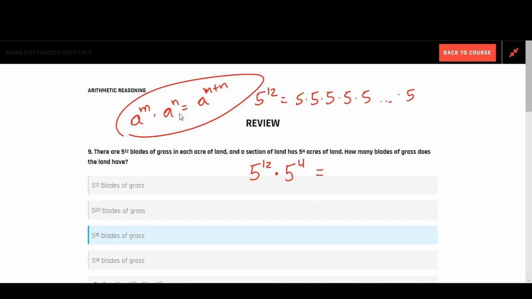Okay, and using this law of exponents, it becomes very easy. This is 5 to the 12th plus 4, which is the same as 5 to the 12 plus 4, and 12 plus 4 is 16. So we can see there are 5 to the 16th blades of grass in 5 to the 4th acres of land, assuming that there are 5 to the 12th blades of grass in each acre of land. Okay, so that's that one.